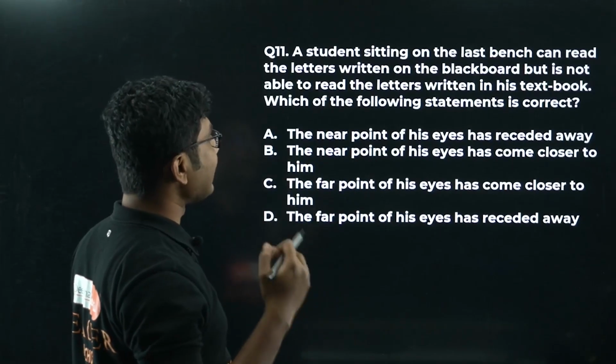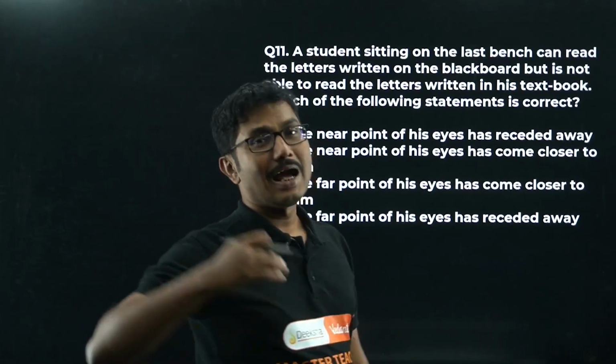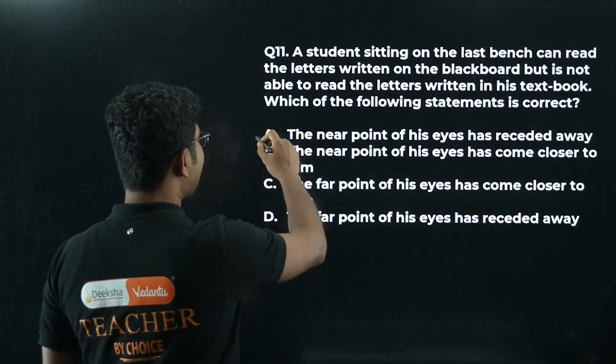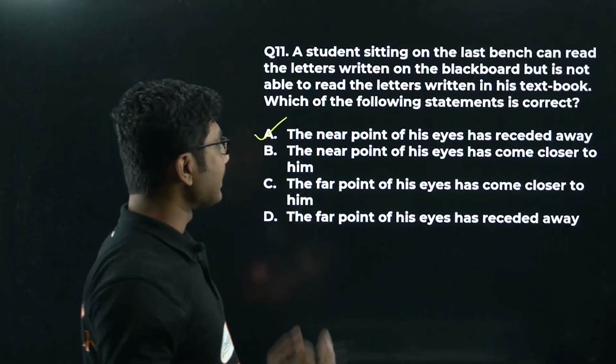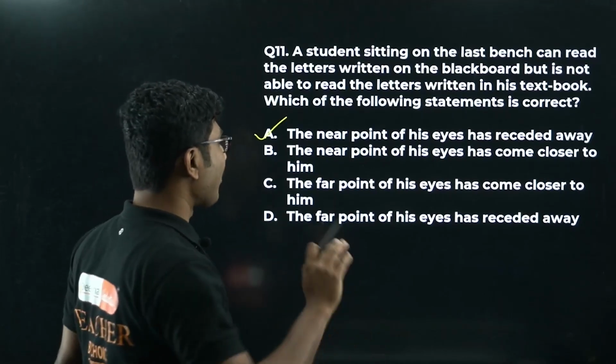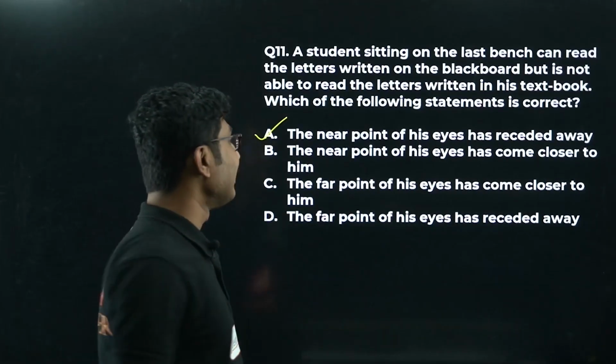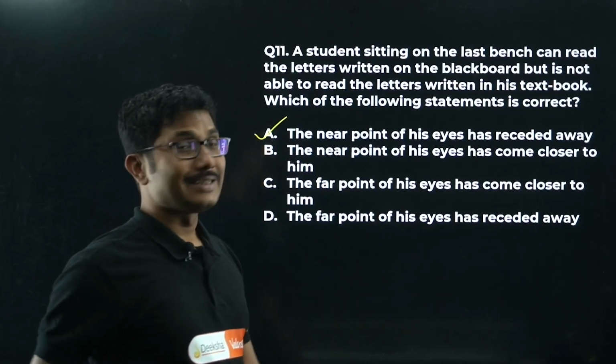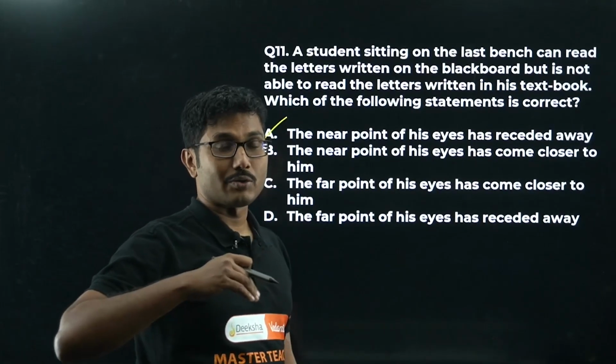So the near point of his eye has receded away. Okay, so this is the correct answer. The near point of his eyes has come closer to him? No, that is not possible. The far point is still fine, but the near point of his eyes has receded away, that's why he is not able to read closer objects.